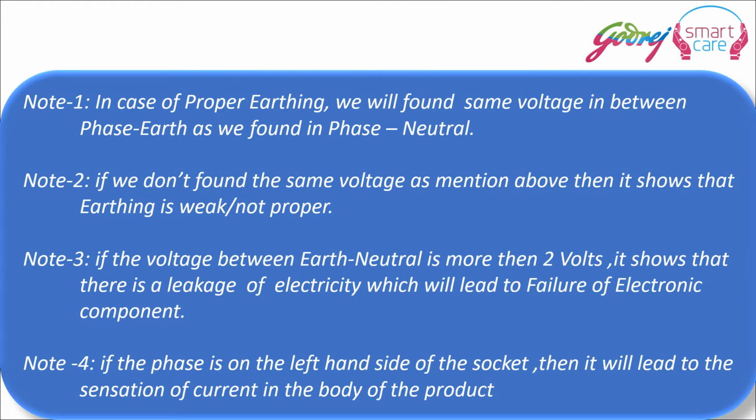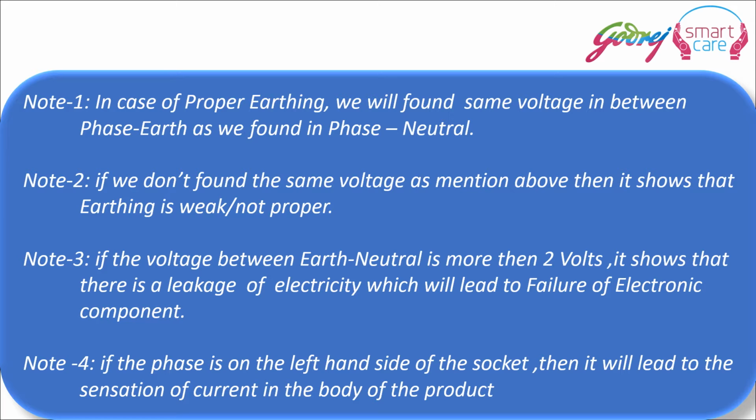While we are checking the voltages, the phase to earth and phase to neutral voltages should be almost the same, but they should never be equal. If we don't find the same voltage as mentioned above, then it would show that the earthing is weak or the earthing is not proper. Likewise, if the voltage between the neutral and the earth is more than 2 volts, we know that there is some fault in the earth circuit which can eventually lead to breakdown of electronic circuits in the refrigerator.